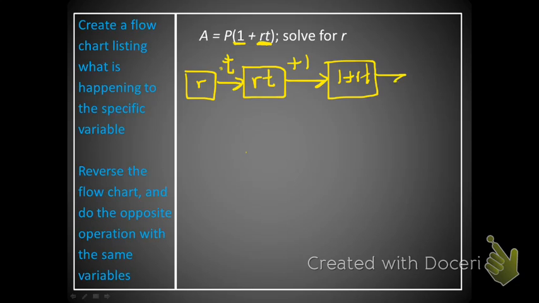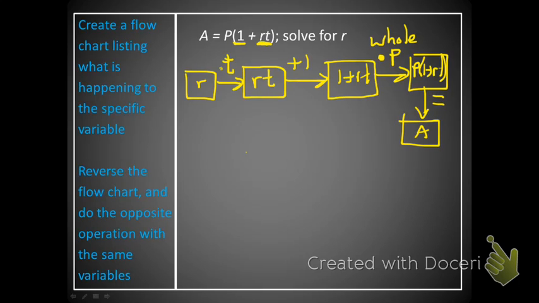The next thing I'm doing is taking the whole thing times P. So that gives me P(1 plus RT), and that altogether equals A. Now, we're done with that. Easy enough, right?